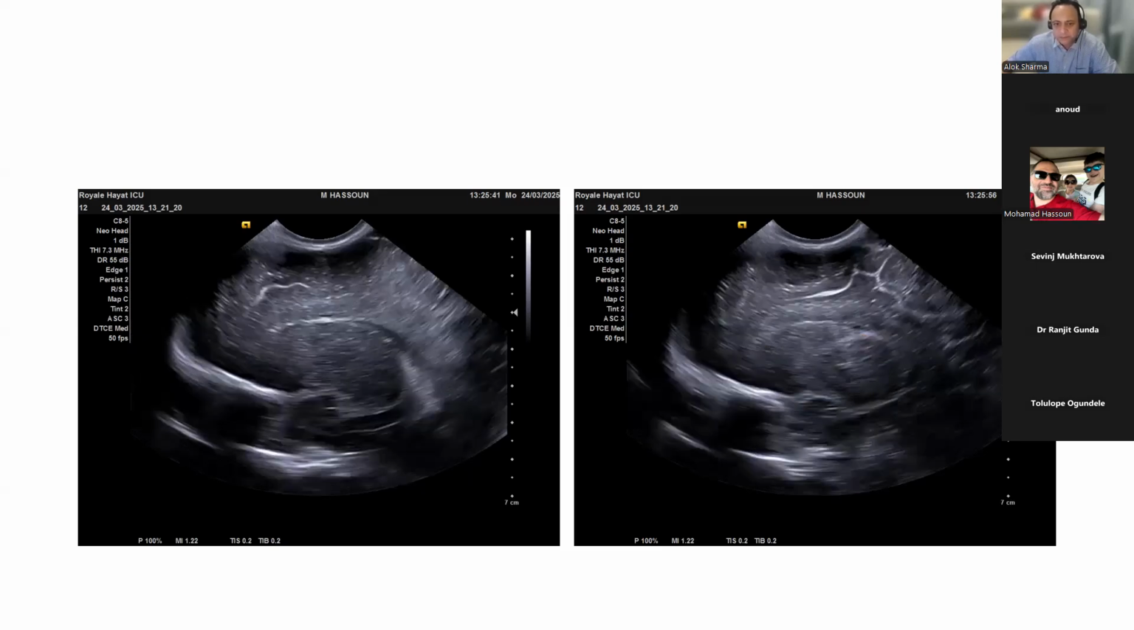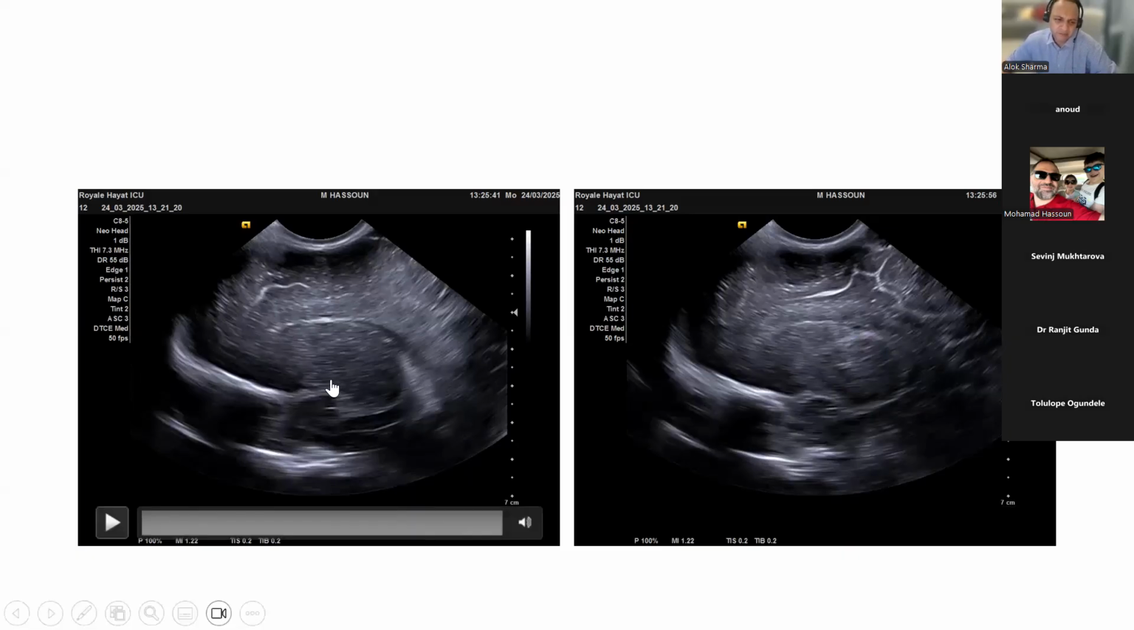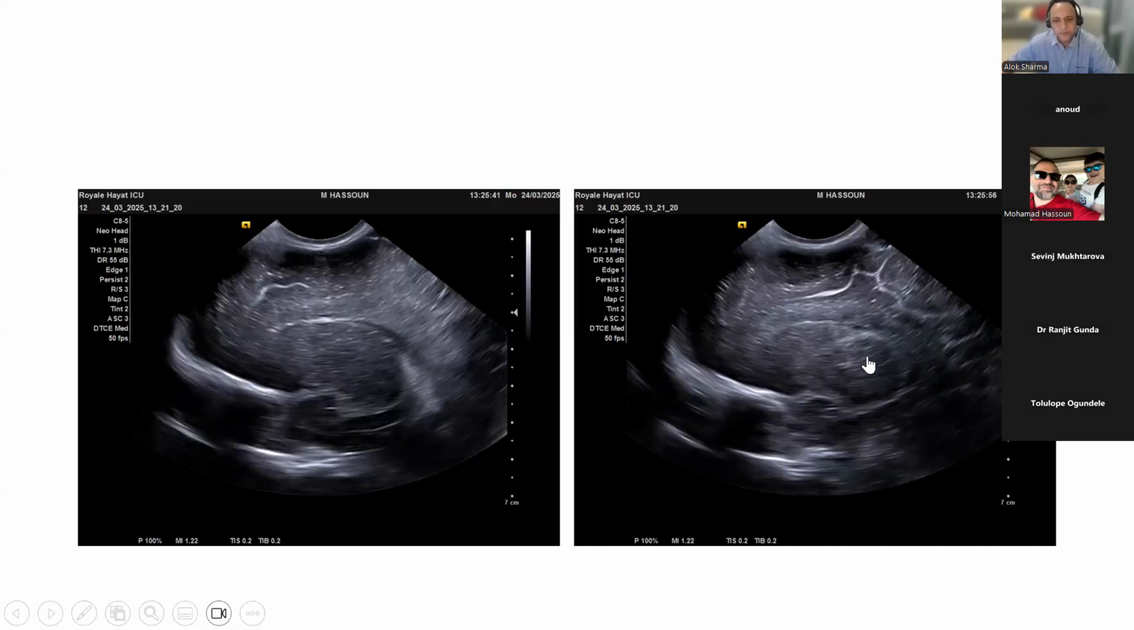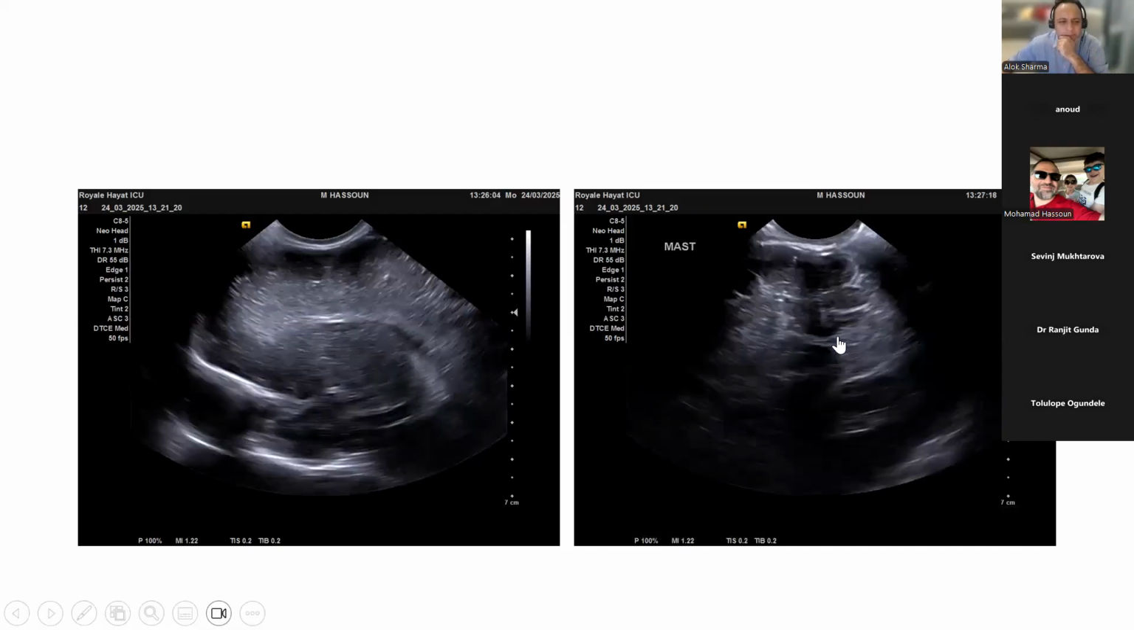So here I think a little bit, I went left. A little bit right, but I saw here is a choroid plexus, and it's fine, I think. And here's the most lateral part, and then I went to the one on the left. This is the choroid plexus on the left side.